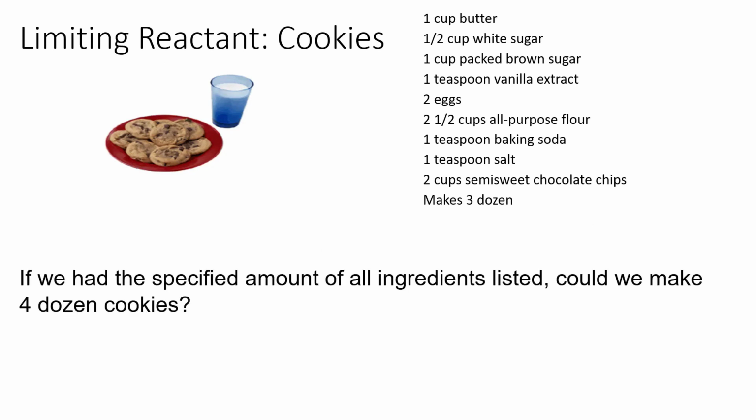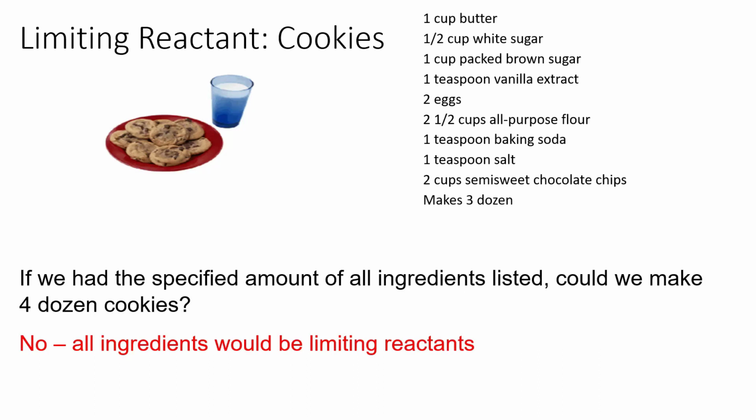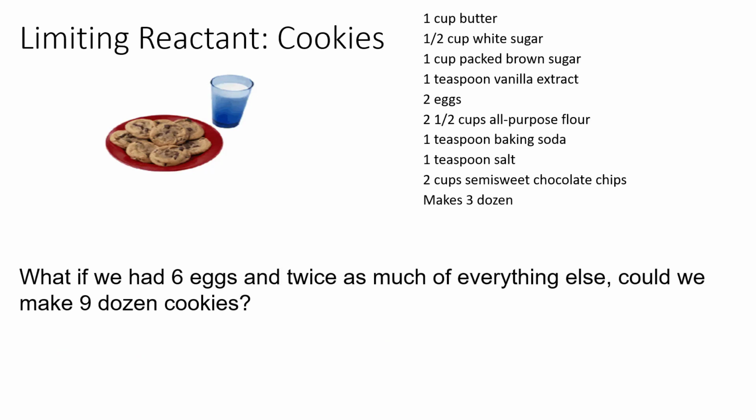So if we had the specified amount of all ingredients listed, could we make 4 dozen cookies? So all of these ingredients that we have here, this exact specified amount, could I get 4 dozen cookies out of this? Well, the answer is no, because it tells you right here that it only makes 3 dozen. This is only enough to make 3 dozen. So all of those ingredients there would actually be limiting reactants.